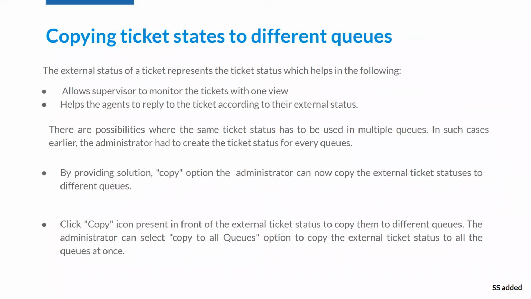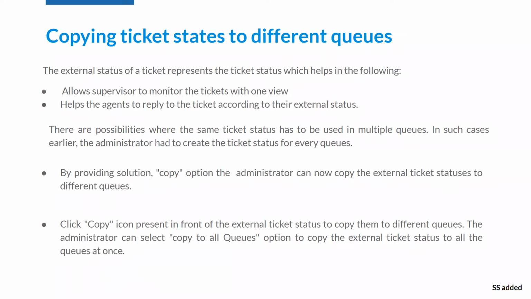So this feature aims to enhance the way your administrator sets up external ticket statuses for tickets, right? It can happen that your particular ticketing campaign, or your interaction campaign, has multiple queues, and in each of these queues you need to use similar or the same kinds of external statuses. So, a bit of background.